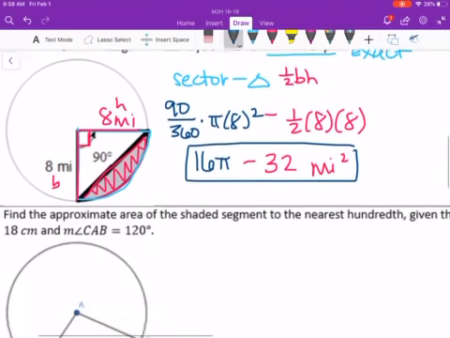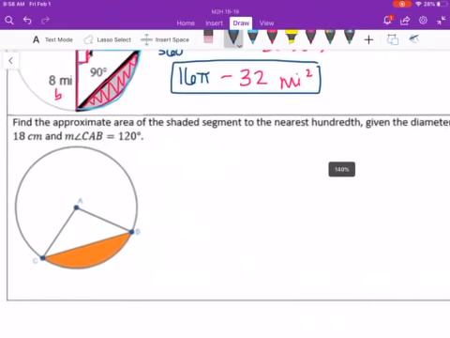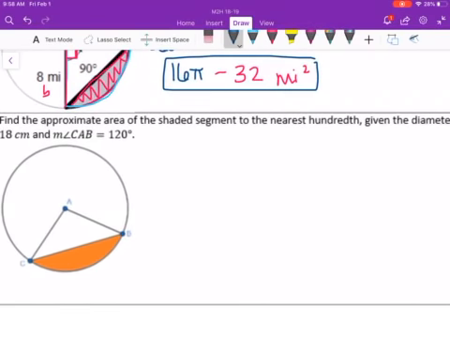Okay. Now, let's take a look at this one. It says find the approximate area, so we're going to be rounding, of the shaded segment to the nearest hundredth.